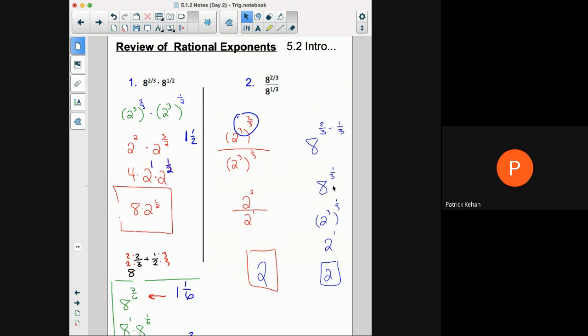But again, this can be simplified. So 8 in the prime factorization is 2 cubed. So 2 cubed to the 1/3. We're going to multiply the exponents and get 2 to the first, which is 2 again. So different variations that you can use. And that's the first 2 examples here. So these are called rational exponents. Rational means fractional exponents. And that's the direction we're headed for the rest of this section.